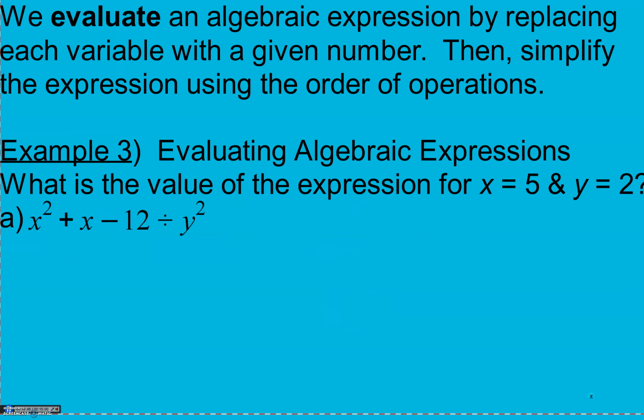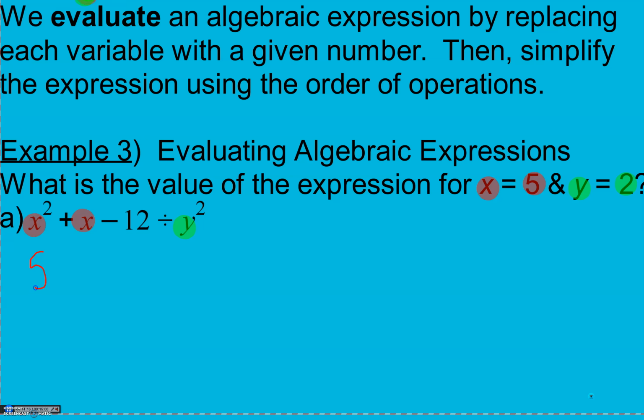We evaluate an algebraic expression by replacing each variable with a given number. Then we simplify the numerical expression using the order of operations. So our goal here is to get rid of variables and plug in the numbers that we know. We know that x is going to be 5, so everywhere I see an x, I'm going to plug in a 5. And we know that y is going to be 2, so everywhere I see a y, I'm going to plug in a 2. And the rest of my problem is going to stay exactly the same.